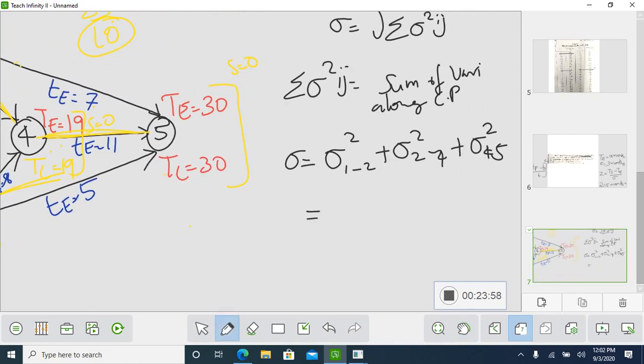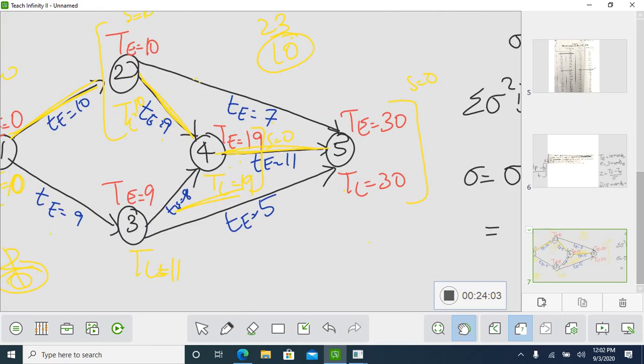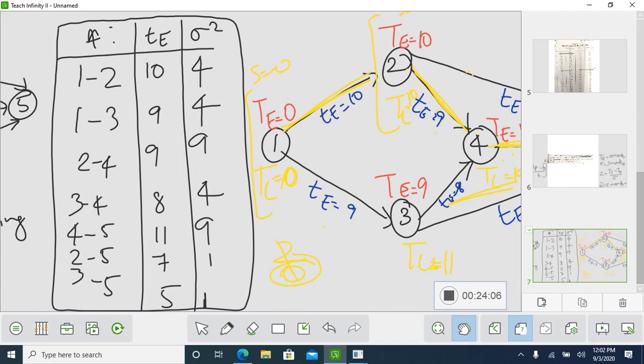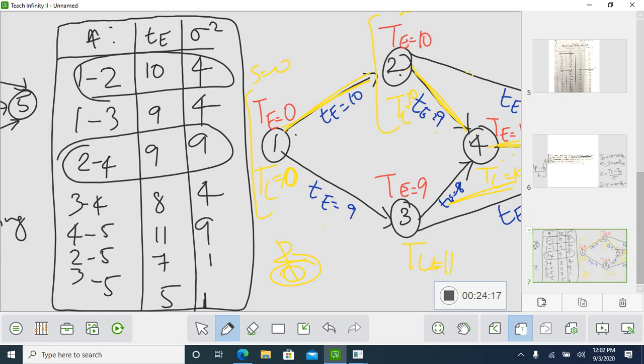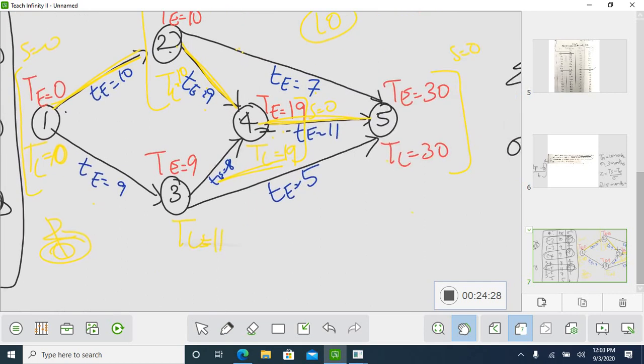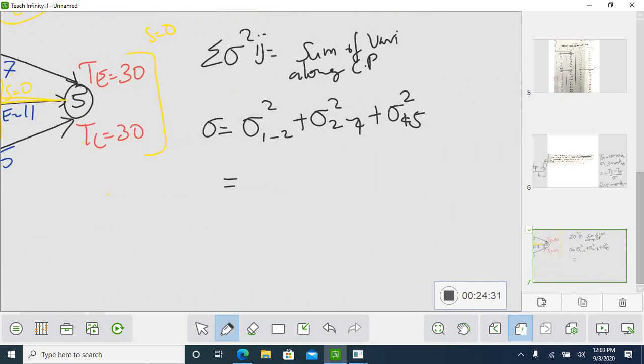So what is the variance value for 1 to 2? We have already found it: for 1 to 2, it is 4. Next, 2 to 4 is 9. Next, 4 to 5 is 9. So these 3 values are important: 4, 9, 9. Applying the formula, 4 plus 9 plus 9.